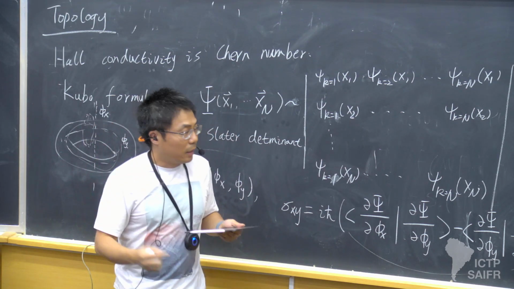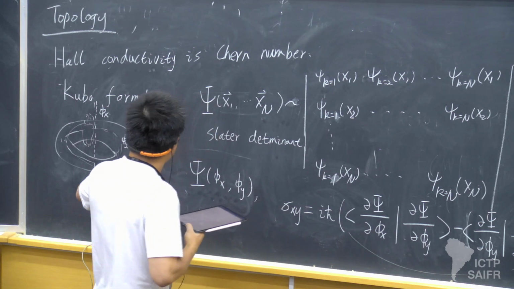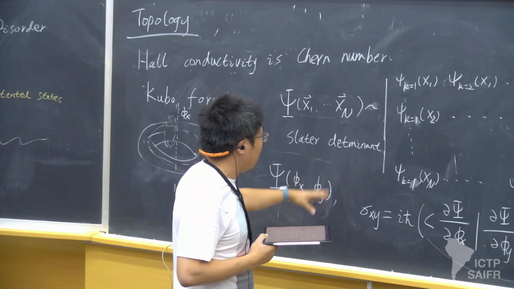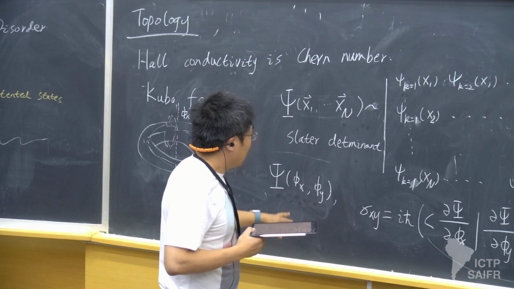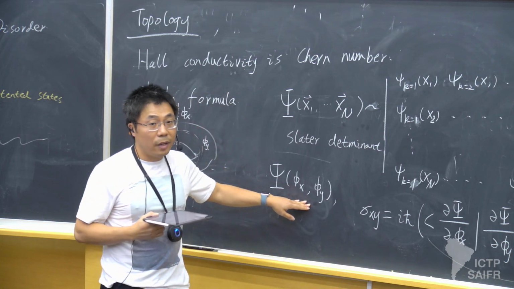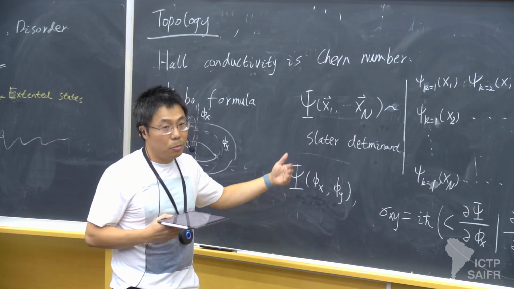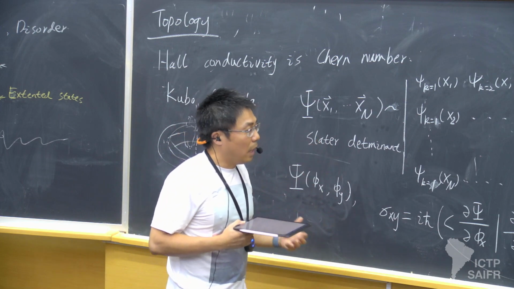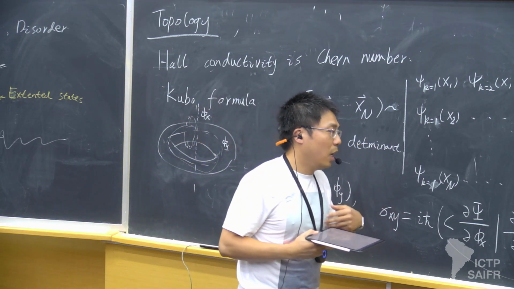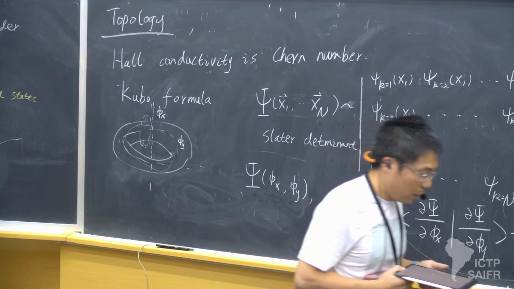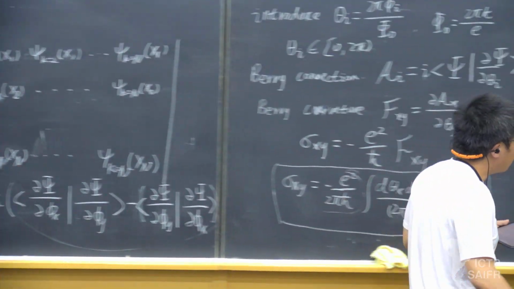Then with varying this phi x and phi y, I end up with wave functions that depend on those parameters, phi x and phi y. Then I can ask how the system will behave and so on. The Berry phase is very similar.